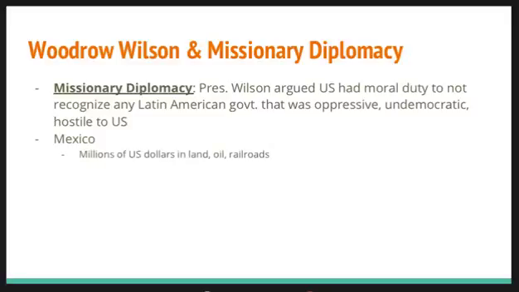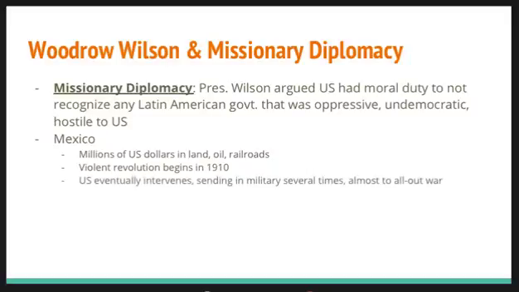In Mexico, there were millions of US dollars in land, oil, and railroads. But when Wilson became president, Mexico was in the midst of a violent revolution that had begun in 1910. And the United States would eventually intervene, sending in the military several times. And we almost went to war with Mexico over this.